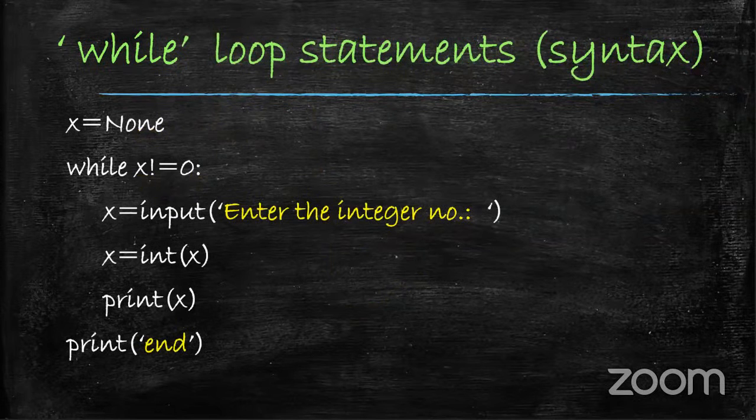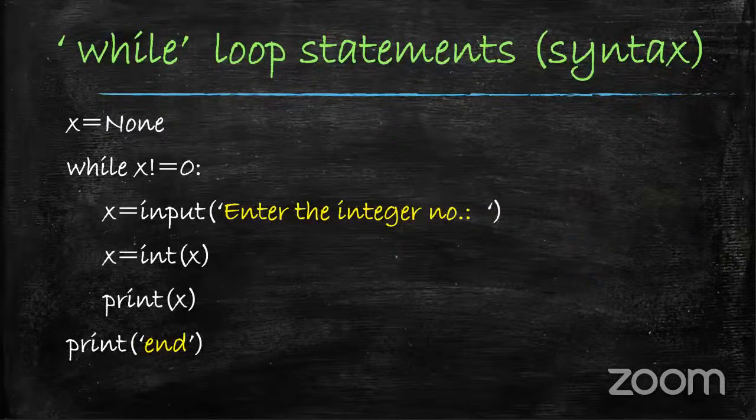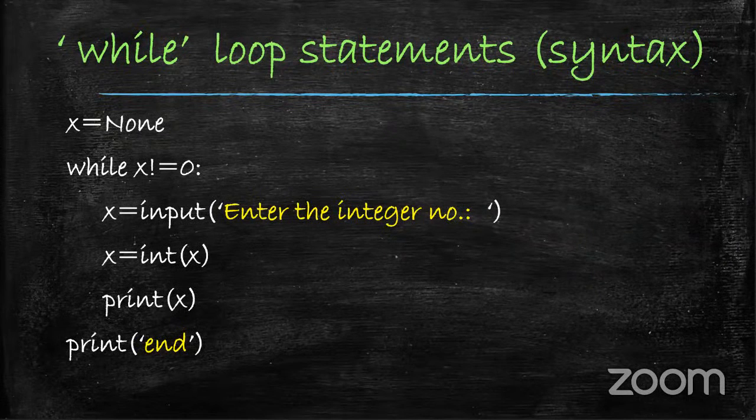So let's take a program. It says x = None, where N is capital, while x != 0. Inside the while loop, the block says x = input, enter the integer number. Then we convert that x string to an integer, and then we print x on the screen. Then again we go back to the first line, and we keep doing this till the user enters integer 0. If the user enters non-zero values, the computer will keep running this while loop. As soon as the user enters 0, the computer will come outside of the while loop.